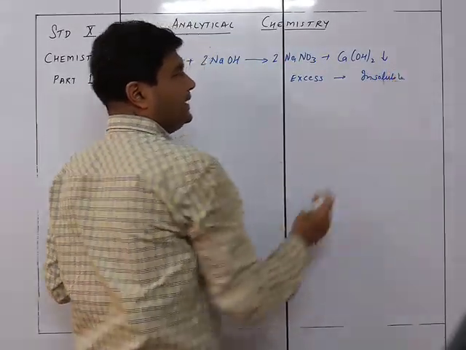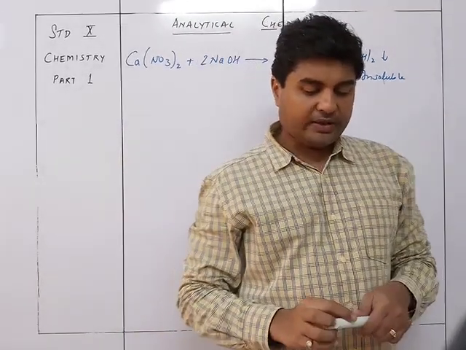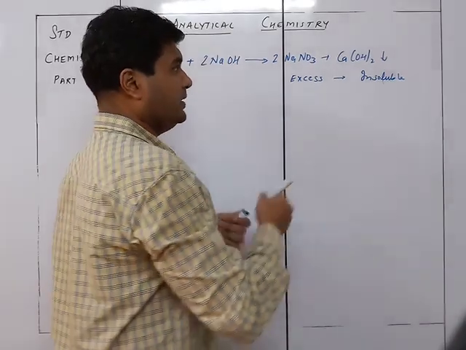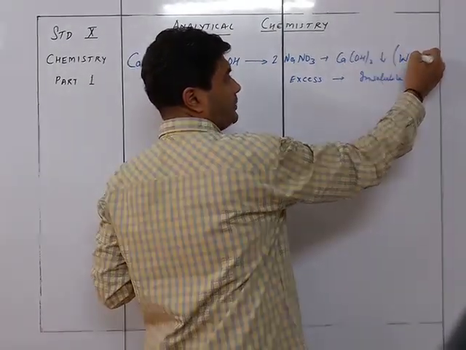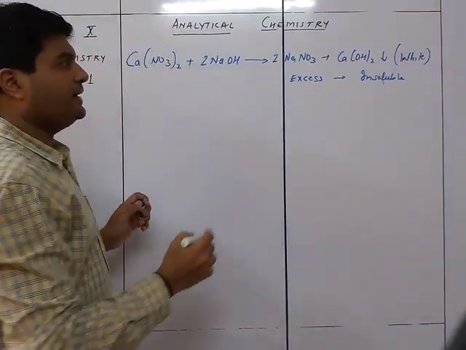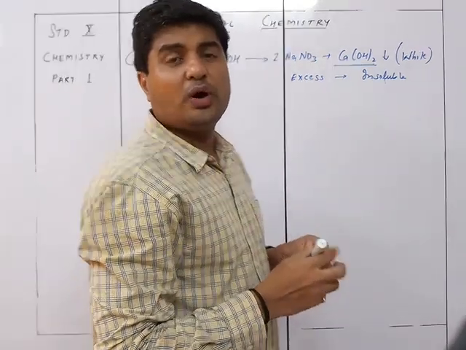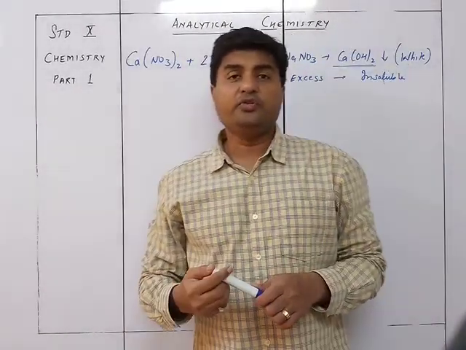So it is seen that even on taking an excess amount of NaOH, the precipitate does not change and remains insoluble, and the color of the precipitate is white. So we understand that calcium hydroxide gives you a white colored precipitate.